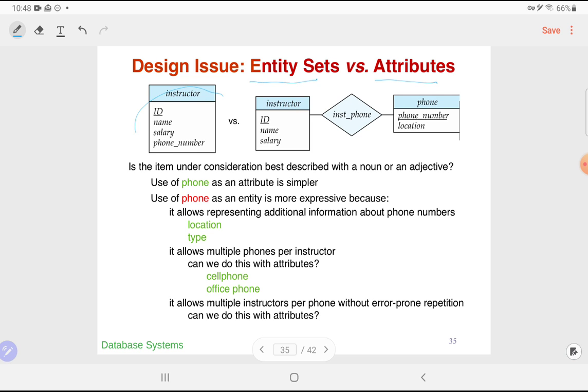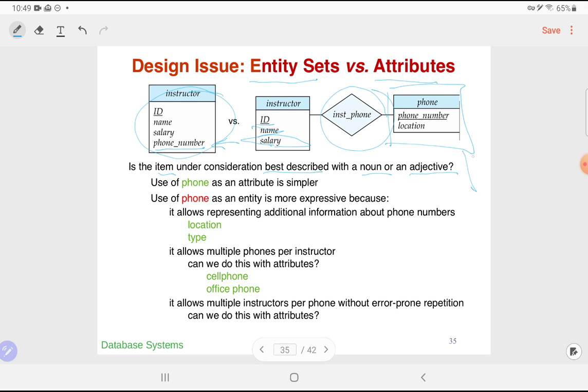For example, the instructor can be defined to have a phone number, or the instructor can be defined to have no phone number, salary, name, ID, but has a relationship, instructor phone, with a separate entity phone. And the question that you should probably ask yourself is, is the item under consideration best described with a noun or an adjective? So, attributes are descriptive properties of an entity. The phone number of the instructor is whatever it is. No different than if you talked about the hair color of an instructor or the eye color.